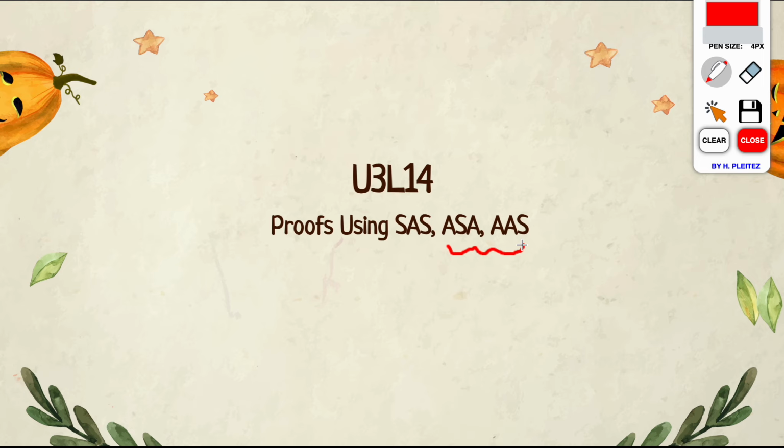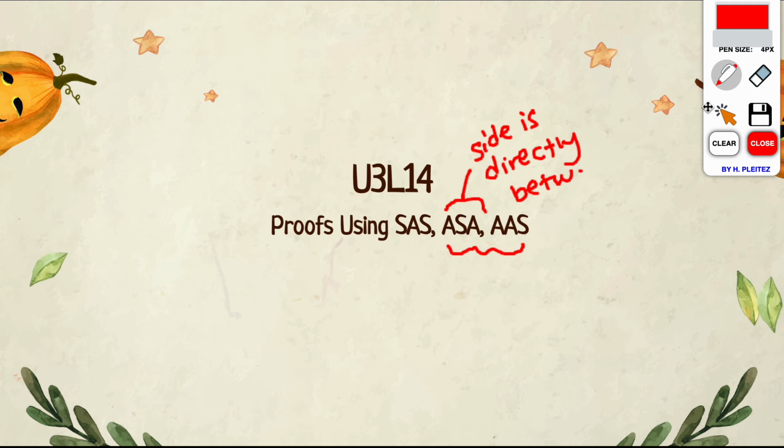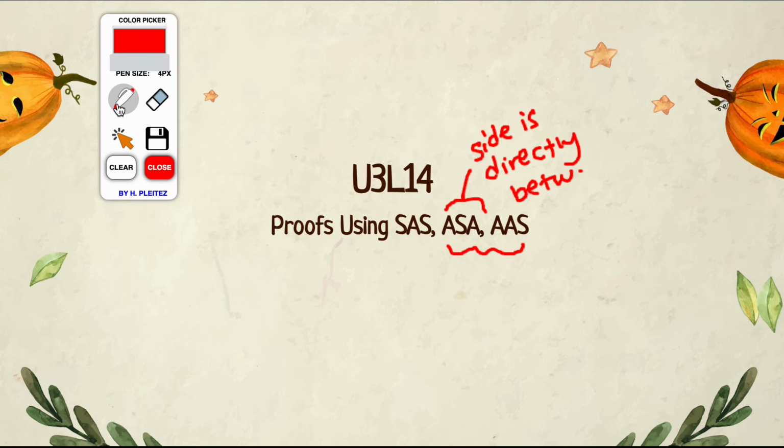So for angle side angle, your side is directly in between your two angles. So an example of that might look something like this, where if you have two triangles and you have your two congruent angles here, in order to use angle side angle, you would have to have information about the side right in between those two angles.